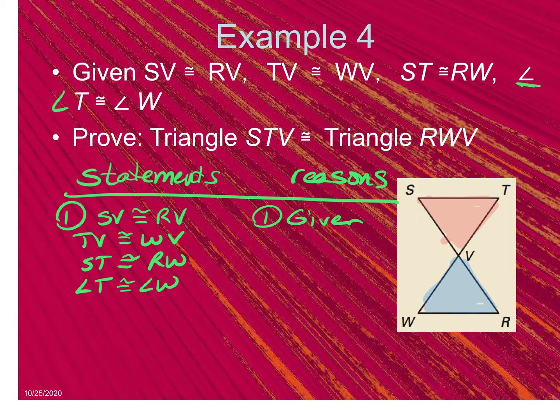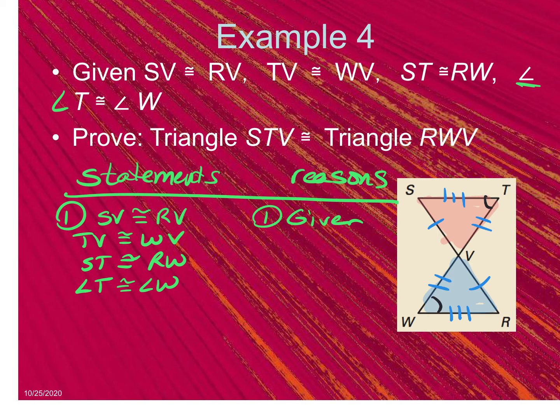So SV, congruent to RV, and then TV, congruent to VW, and then lastly, ST, congruent to RW. So all three sides have markings. Now I got to get some angle markings in here. Now they also gave me that angle T is congruent to angle W. So I'll put that marking on here. So now I just need to come up with two angles that are congruent.